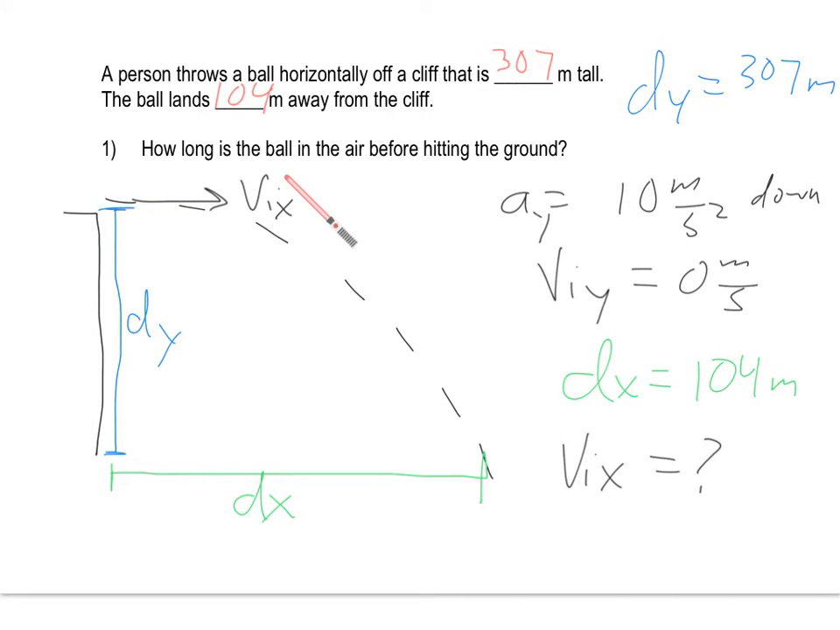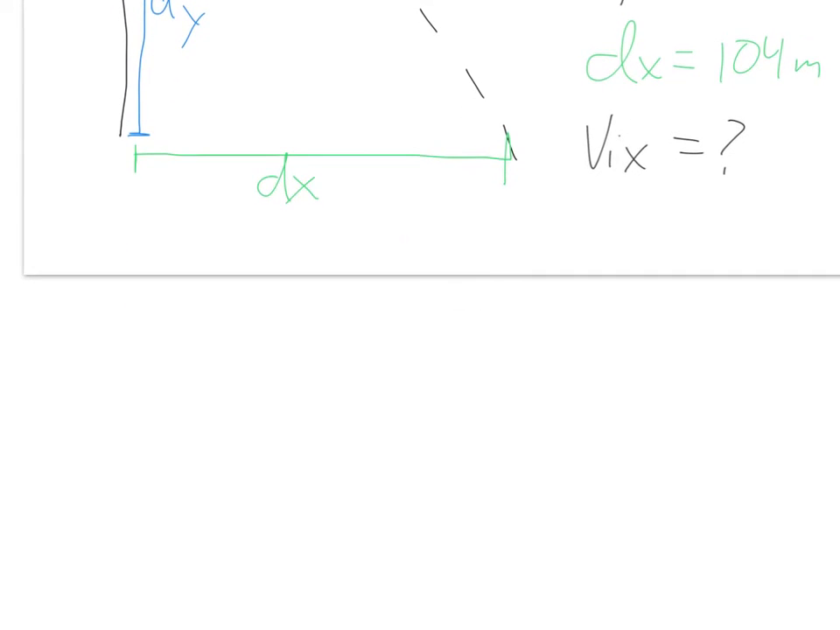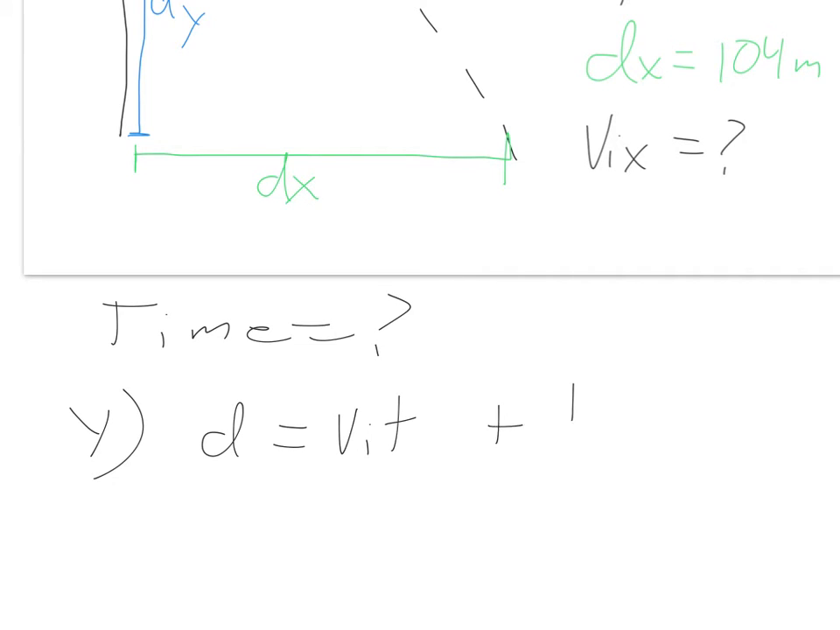Question 1 says, how long is the ball in the air before hitting the ground? The question is asking us to solve for the time. The time here, that's our unknown. And the reason that the ball hits the ground in the first place, that's gravity. So gravity only acts vertically, so I'm looking in this vertical dimension that we call y. The key is to look at it from displacement. The displacement equation says d equals vit plus 1/2 at squared.